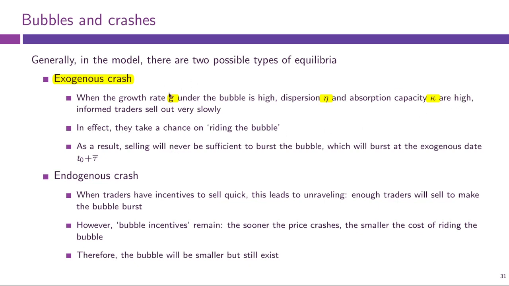So as a result, when these conditions hold, when g, eta, and kappa are all high, traders will be selling very slowly, and as a result, not enough traders will sell before this exogenous deadline. So traders will never trigger the price adjustment, but rather this exogenous price adjustment will happen. And vice versa, when all of these parameters are low, or any of them are low enough, traders have incentives to sell quick, and all of them will be trading quick, which means that enough traders will sell to make the bubble burst. So some bubble incentives, of course, remain, but they are outweighed by the risk of missing out.